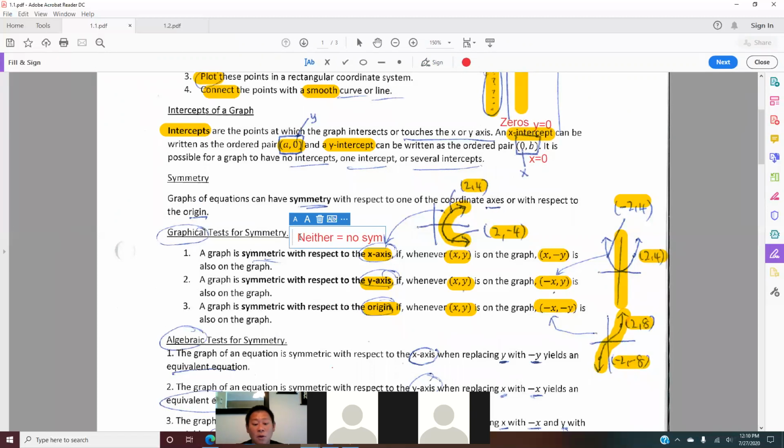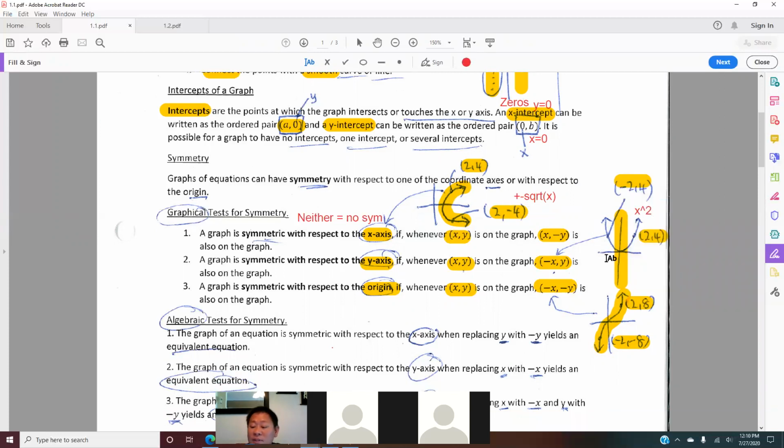So there is no symmetry on the x, y, and the origin. I can tell you that for the x-axis, this kind of graph is plus or minus the square root of x. This is symmetry about the x-axis. For symmetry about the y-axis, this is x squared. This is a graph of x squared. And for symmetry about the origin, this graph is x cubed. This is the kind of graph that we will have.